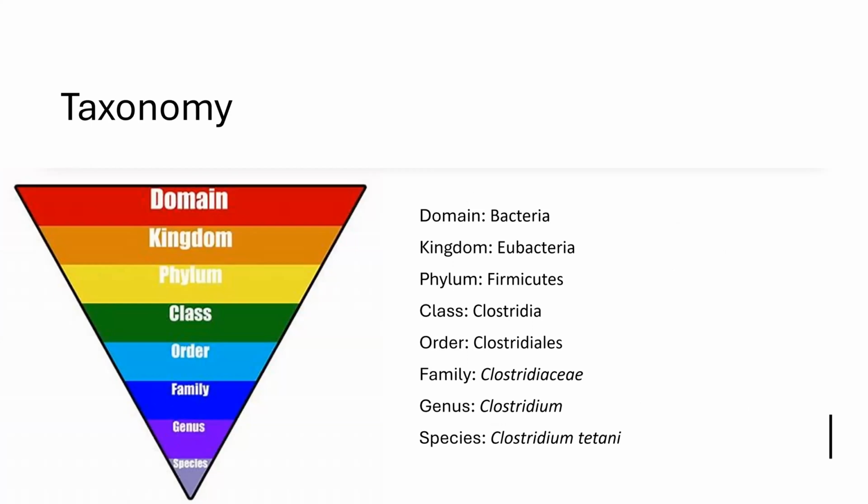The taxonomy of tetanus is: domain, bacteria; kingdom, Eubacteria; phylum, Firmicutes; class, Clostridia; order, Clostridiales; family, Clostridiaceae; genus, Clostridium; species, Clostridium tetani.